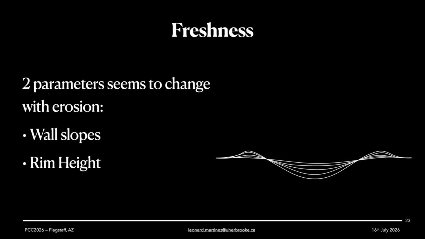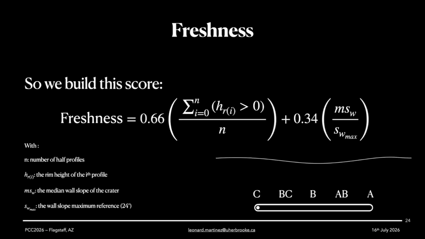But the problem with this freshness index for us is that there are only 5 classes. How about something between A and AB, or A, B, and C, B, C, and C? It's not really easy to use, so we wanted to build a continuous freshness degradation scale. So in order to do that, we basically built this formula. We just counted the number of profile rims we see higher than 0.